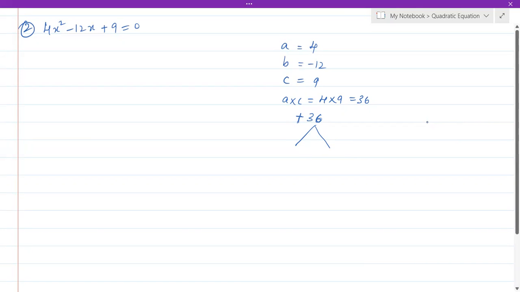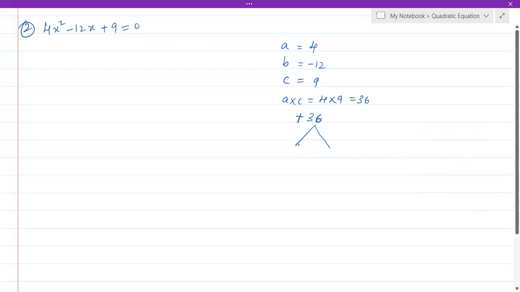So let's take 4 nines is 36. But if I add 4 and 9, I get 13. So this is a wrong number. Or 18 twos is 36. But if I add 18 and 2, I get 20. So these are also wrong. So what about the other one? 6 into 6 is 36. If I add 6 and 6, I'll get 12. So these are the correct numbers.